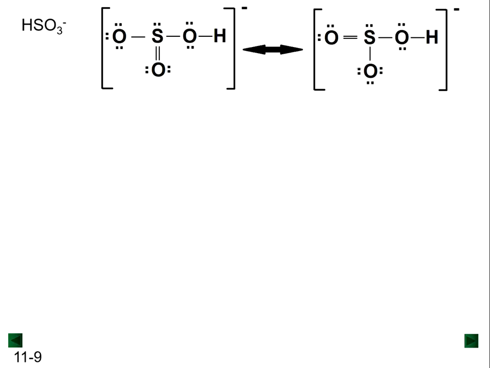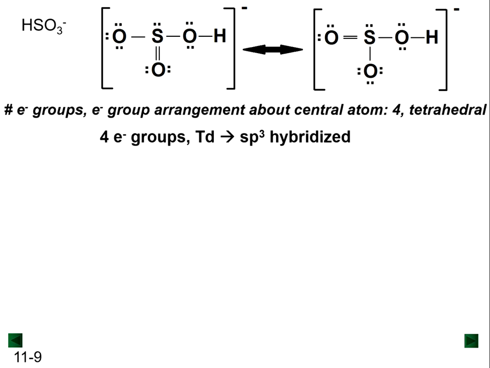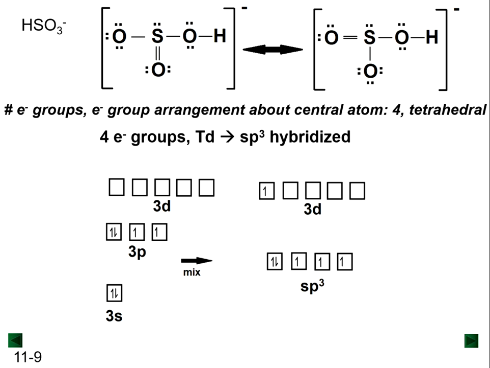Now we have the bisulfite anion. Monohydrogen sulfate anion has a resonance structure. Regardless of the resonance structure, around the central sulfur atom there are 4 electron groups. Therefore, it is a tetrahedral electron group arrangement. Those 4 electron groups require an sp3 hybridization around the sulfur atom. Now you notice that sulfur has an expanded valency here. There are 10 valence electrons around the sulfur. And that tells us we're bringing in d orbitals to participate in this bonding.